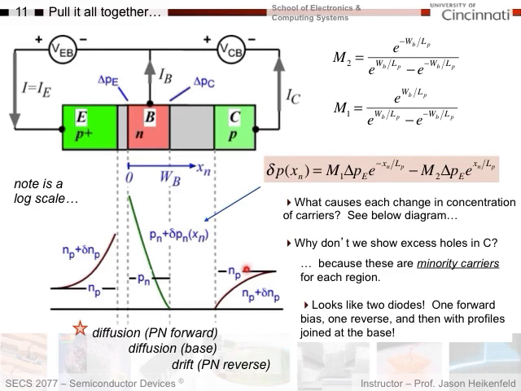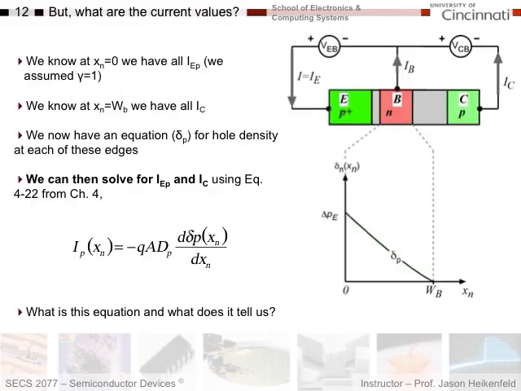If you look at this, it looks pretty beautiful. You basically have two diodes. One is forward biased, one is reverse biased, and you've joined them together at the base. And so that's all we really see here, a forward and reverse biased diode joined at the base.